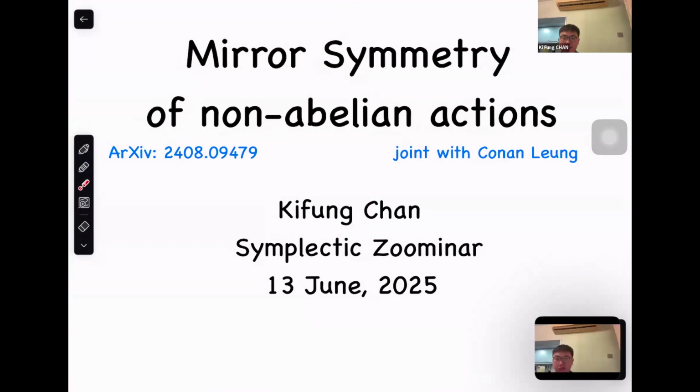Thank you for the introduction and thank you for the invitation. This is a joint work with Conan Leung. We study the mirror symmetry for action of non-abelian groups.